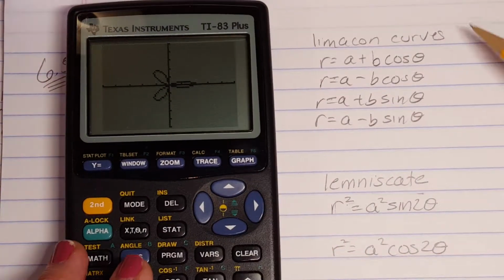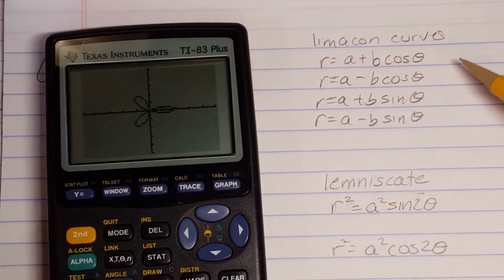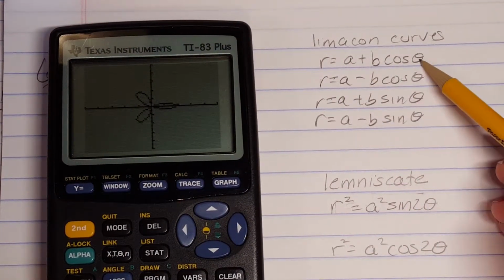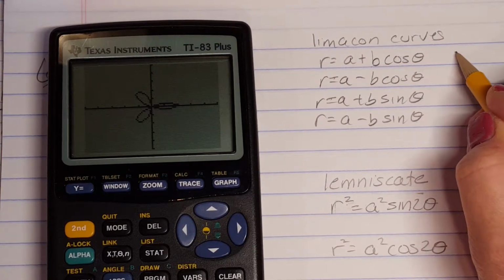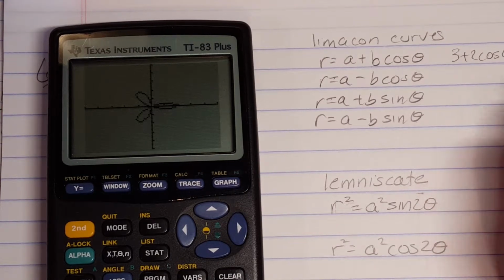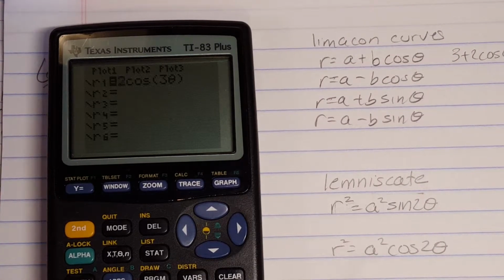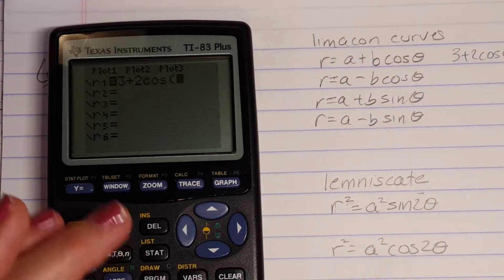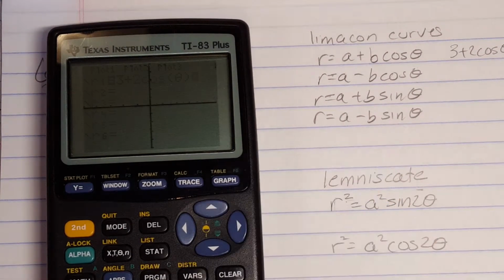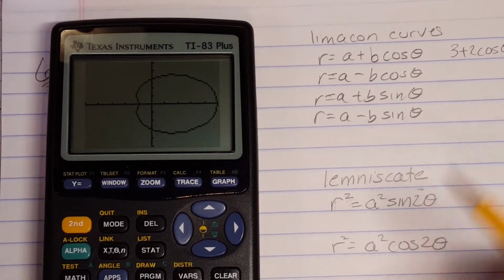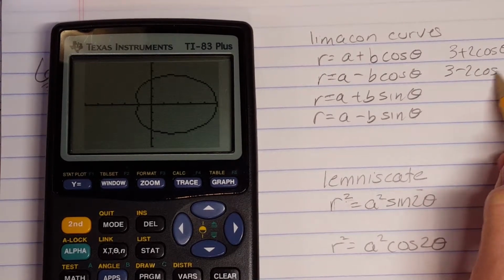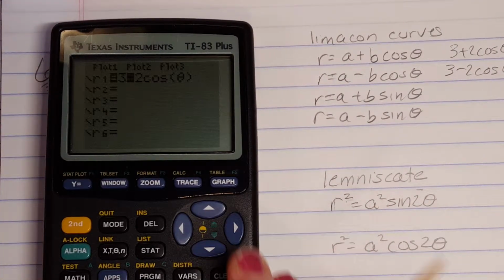Okay, the next family of curves is limacon curves, and in this case you have an a and a b, and it's always just a 1 theta. So let's do r equals, let's say, 3 plus 2 cosine theta. So y equals 3 plus 2 cosine theta, and we're going to graph. And you get this fun looking shape, if you can see that. And if I did 3 minus 2 cosine theta, I would get something different. So I'm just going to change that to a minus.